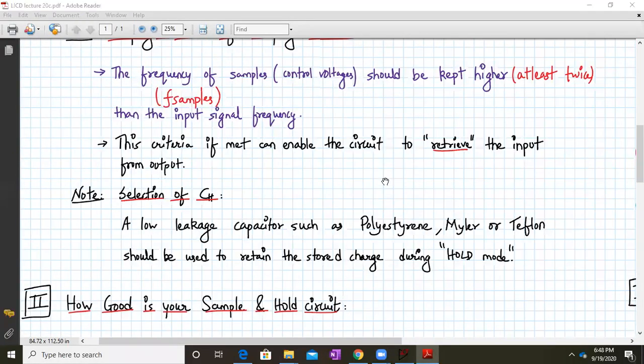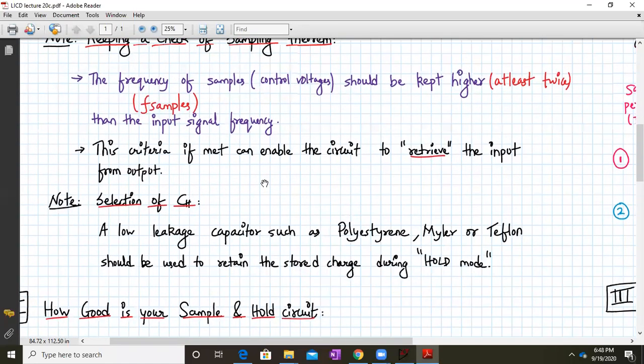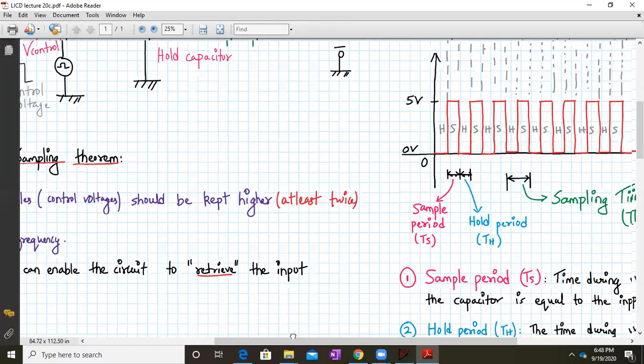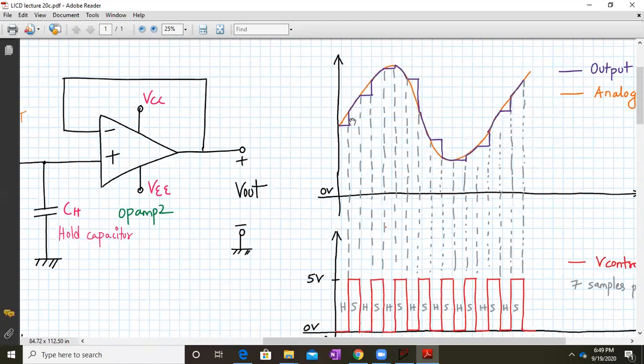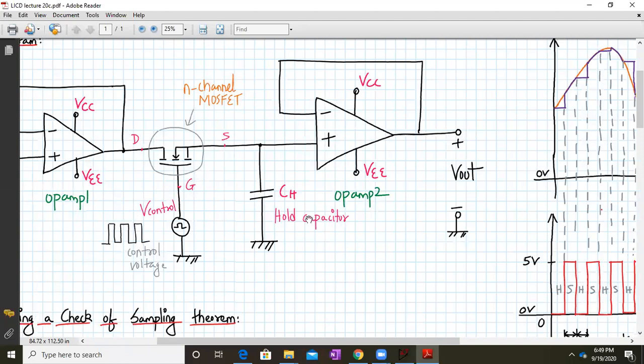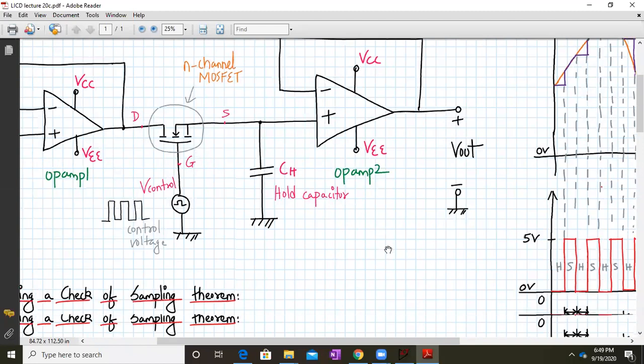Okay, now let us go ahead. There are some criteria for the selection of the hold capacitor. A good hold capacitor is one with low leakage, such as polyester, mylar or Teflon, which should be used to retain the stored charge during the hold mode. If you select one of these, it will act as a very good holding capacitor, because the capacitor should not leak away the charge. That is the whole point: during the hold mode the voltage stays constant. The main components here are the MOSFET and the capacitor, so they too are very critical.